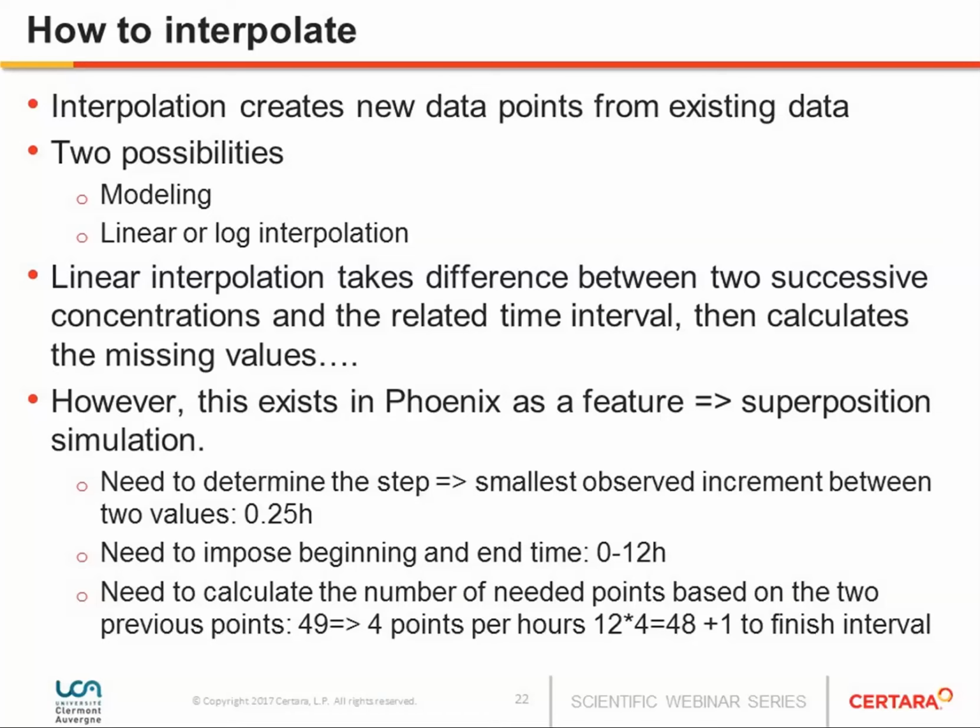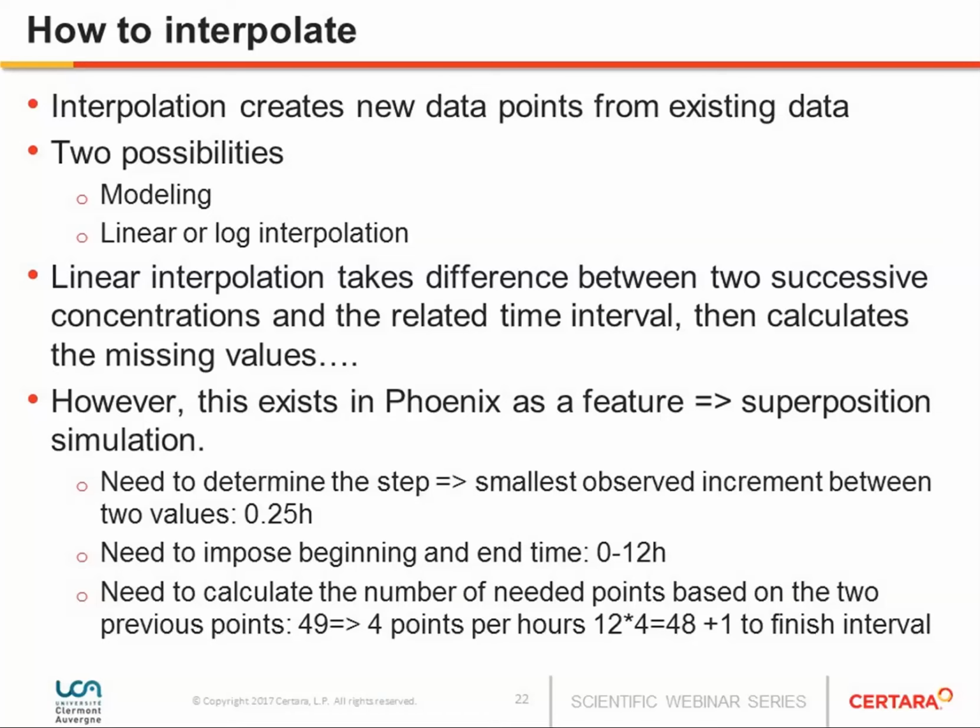Is that existing in Phoenix? Yes, but maybe you don't know that it is existing. It's nothing more than the non-parametric superposition simulation. You need in this case to calculate two things, which is the smallest observed step between two values. In this case, from the previous table, we have seen that it was 0.25 hours, that means a quarter of an hour.